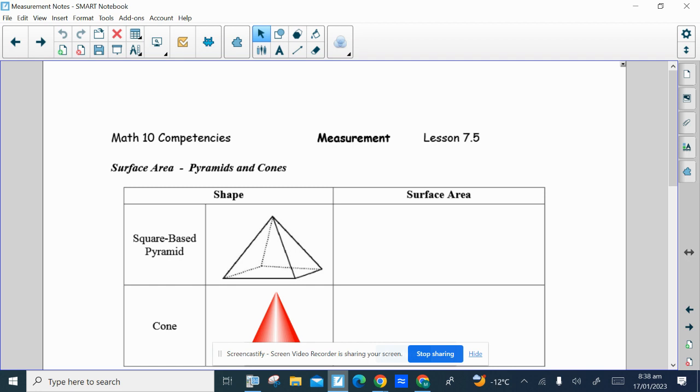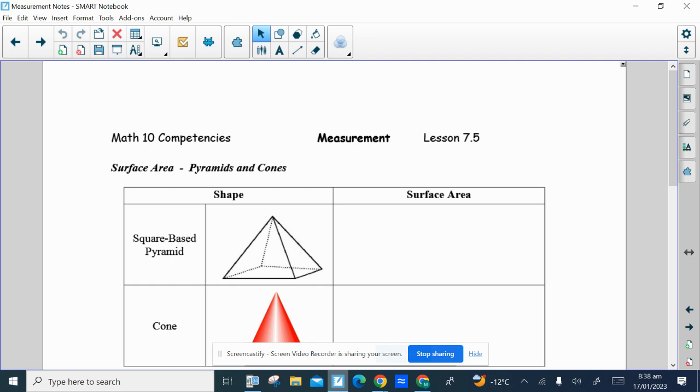Yesterday we talked about surface area of certain shapes like prisms and cylinders, etc. So we're going to look at a couple more today: surface area of pyramids and cones. Jackie, where's your package? Get it out.